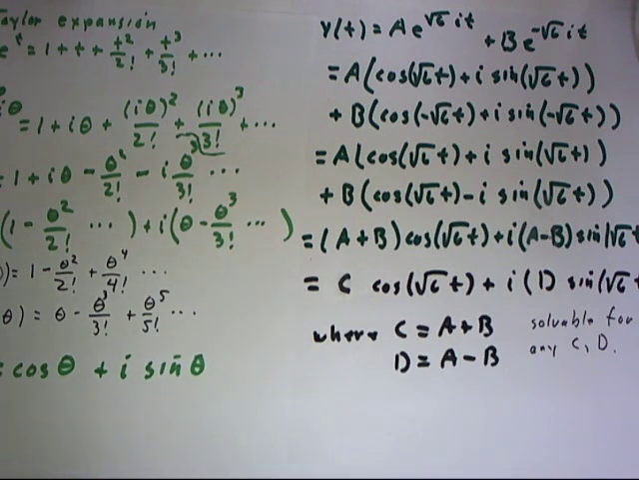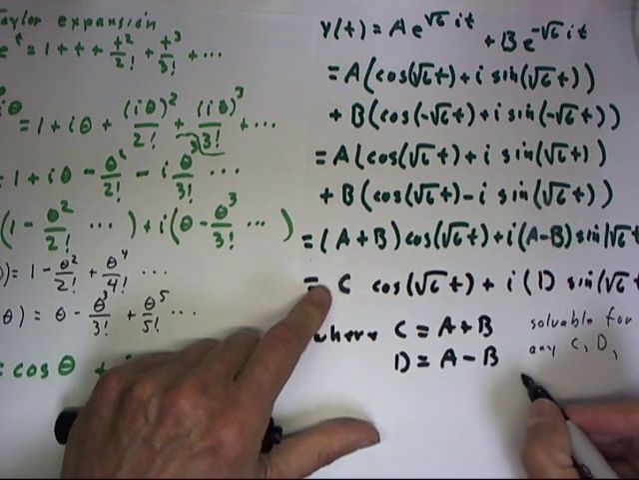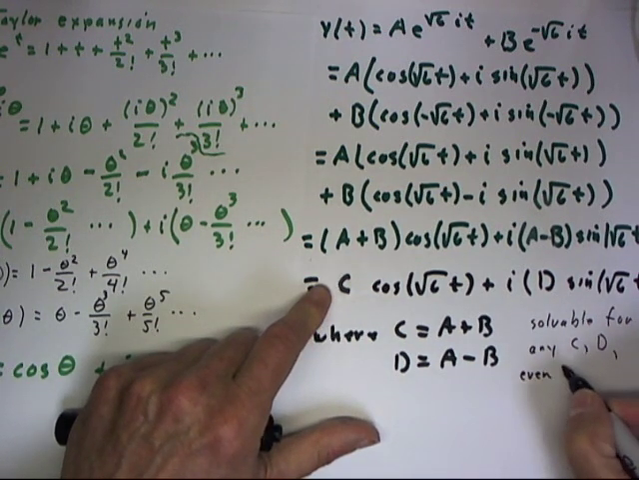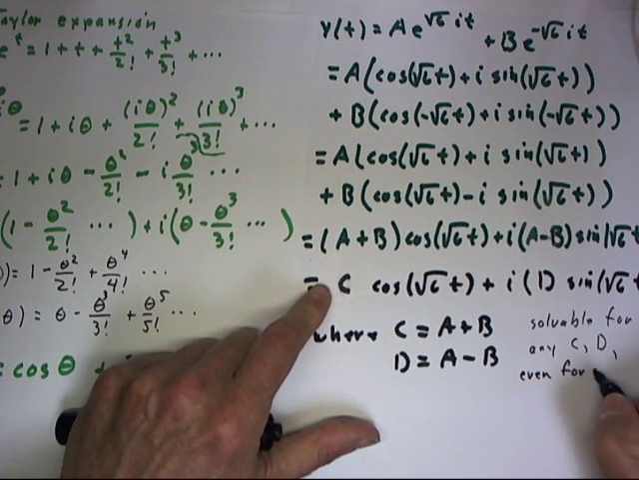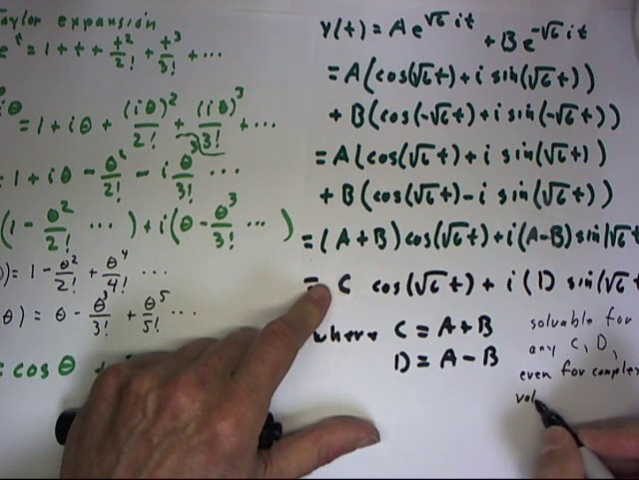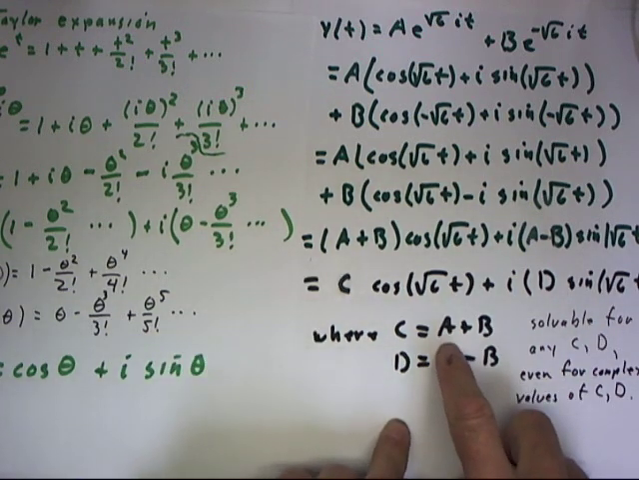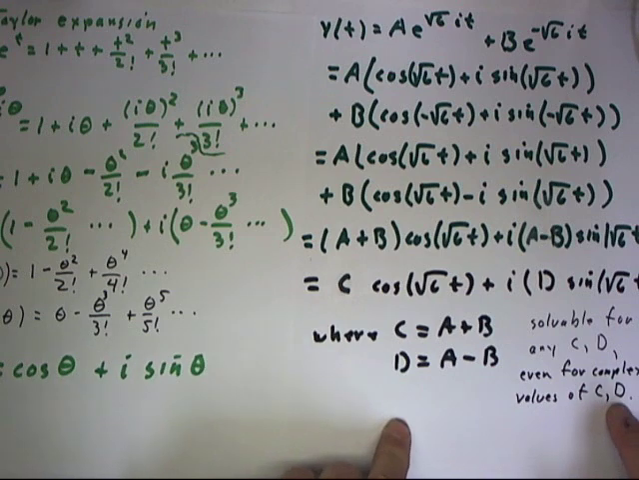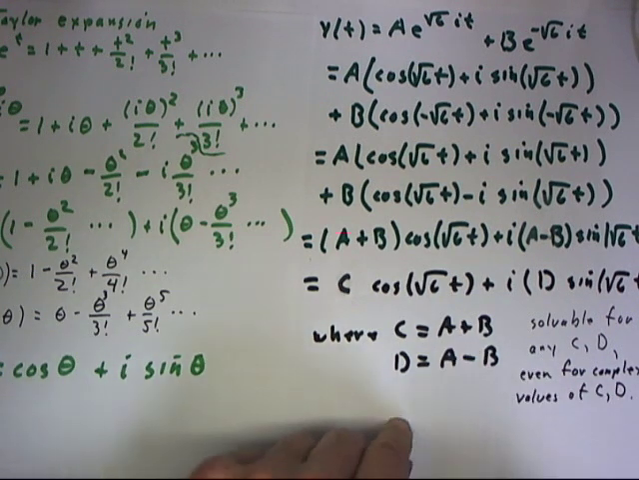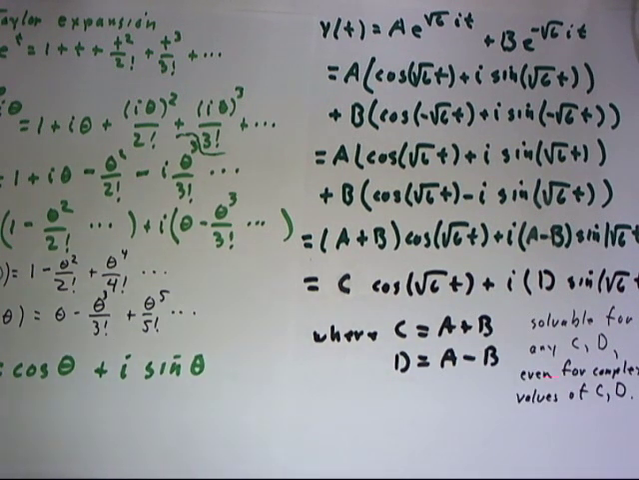And I'll go even a little bit further, and I'll say even for complex values of c and d. In other words, c and d could be any complex numbers. The a and b that would give us those complex numbers are probably complex numbers themselves.